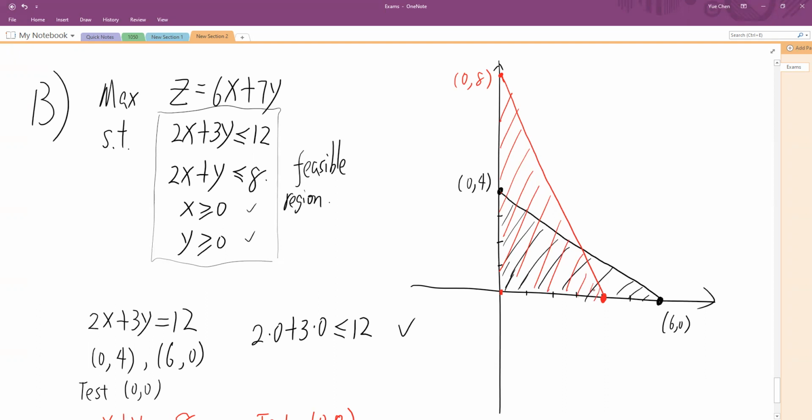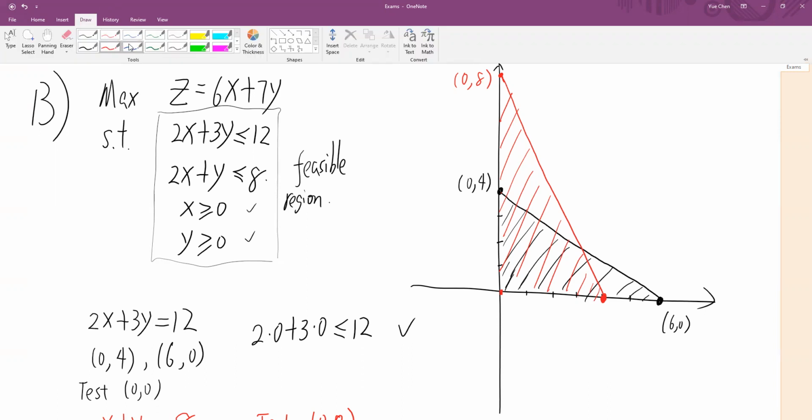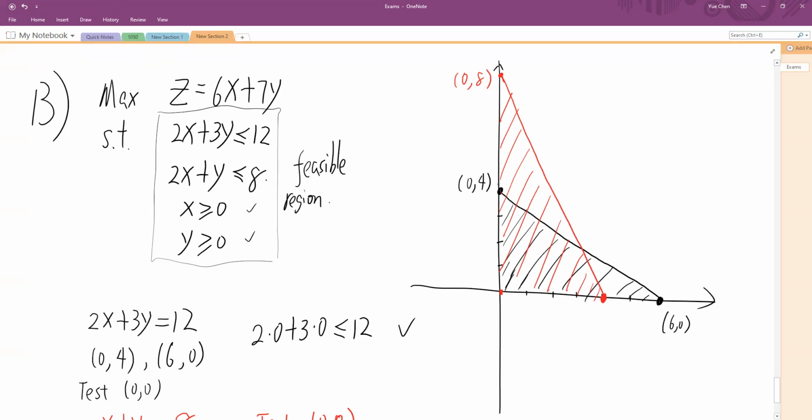Okay. So now the feasible region would be another color. This region, this boundary, right? This is the boundary x equals 0. This is the boundary for y equals 0. And this line, and this line, right? So this is the feasible region.